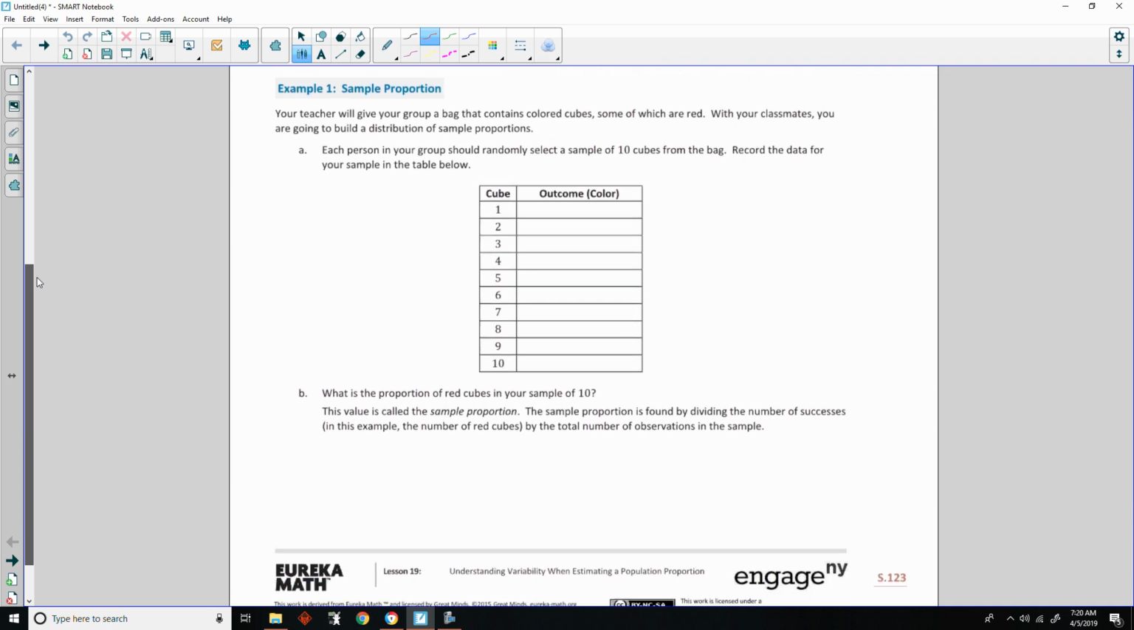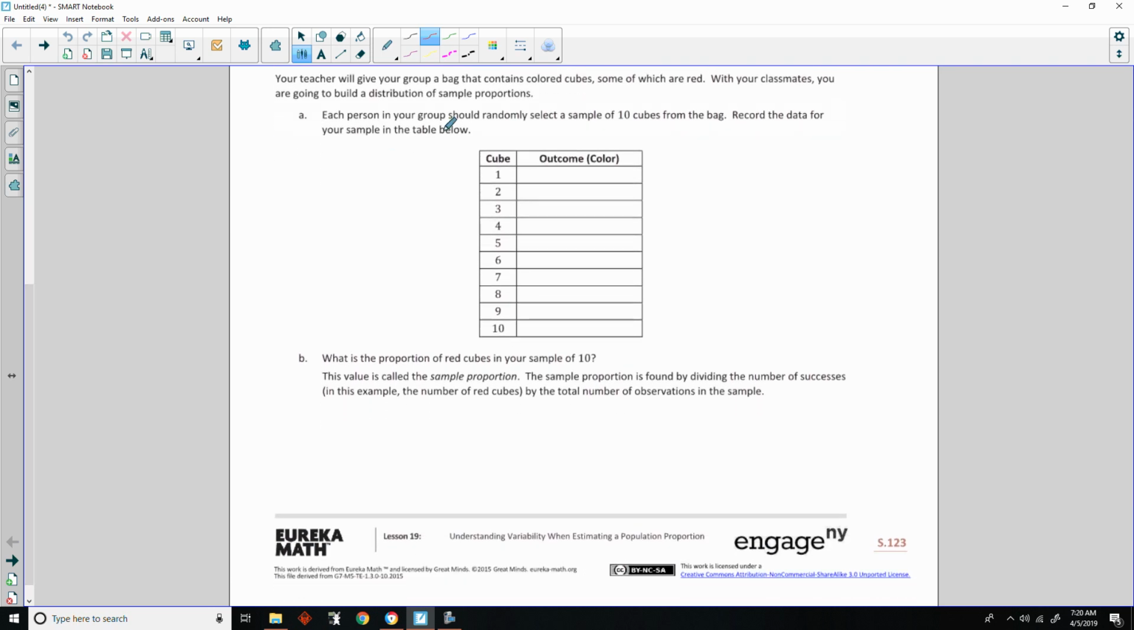So here's example 1, sample proportion. Your teacher will give your group a bag that contains colored cubes, some of which are red. With your classmates, you are going to build a distribution of sample proportions. Each person in your group should randomly select a sample of 10 cubes from the bag. Record the data for your sample in the table below.